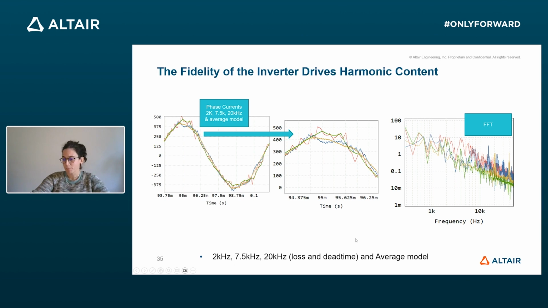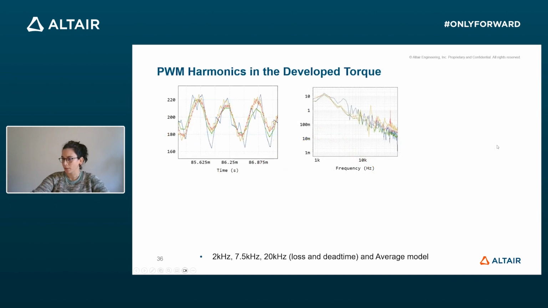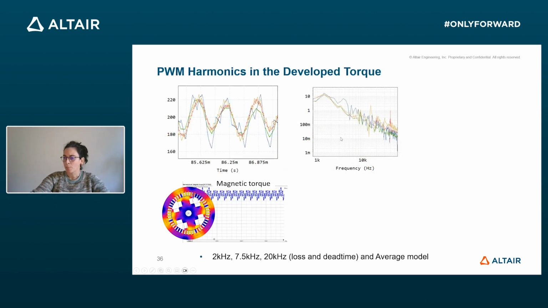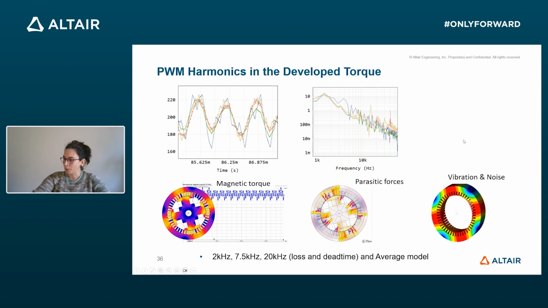So it is quite simple in this case to consider different harmonic content at a different switching frequency. We have some examples here, compared with the average model. And also here we have the FFT. So considering them, we can compute the torque ripple with Flux. We can check if we have some parasitic forces, and we can recompute the vibration and noise to see if we have some modification in the behavior of the machine.